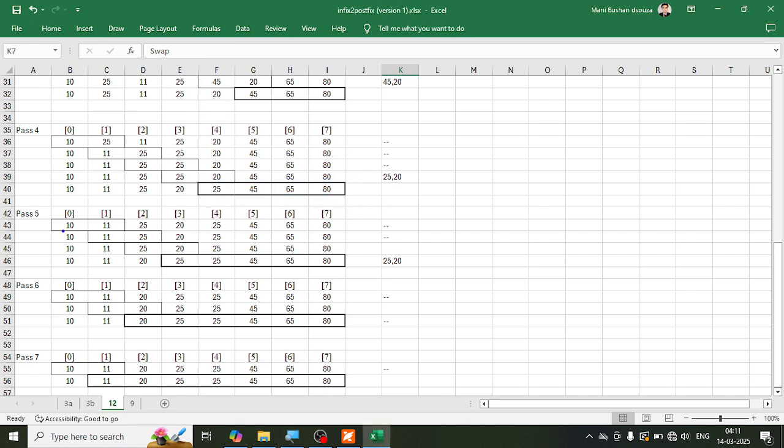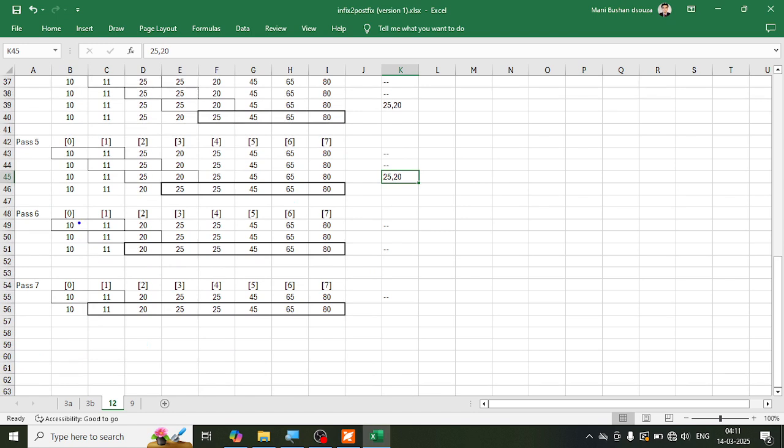Let's go to the pass number 5. So compare 10 with 11. 10 is not greater, so you don't swap anything. Compare 11 with the 25, there is no swapping. Compare 25 with the 20, definitely there is going to be a swapping. So you write there is going to be a swapping. So 25 and 20 are swapped out. So 25 is brought here, and 20 is brought here. So at the end of the pass number 5, these many elements are out of the list. So you are left with very few bubbles now.